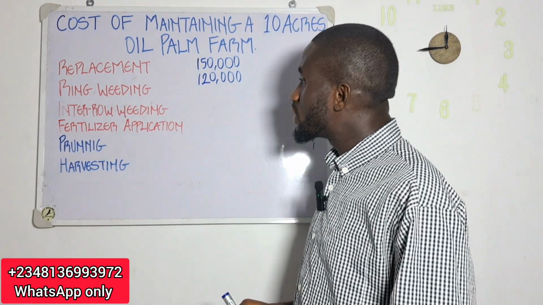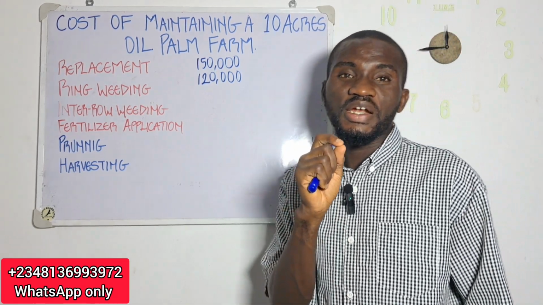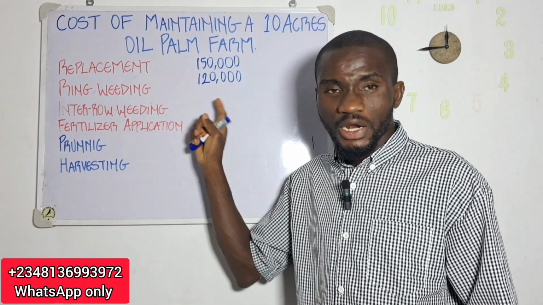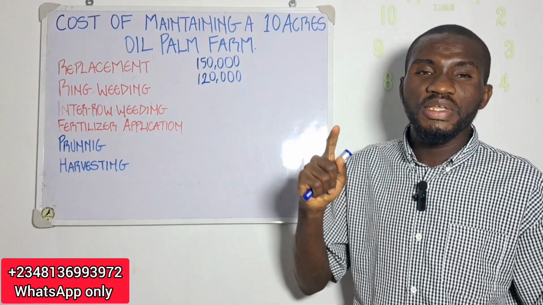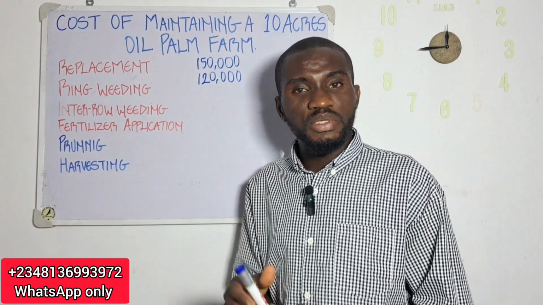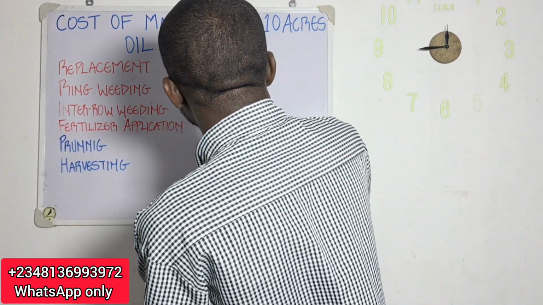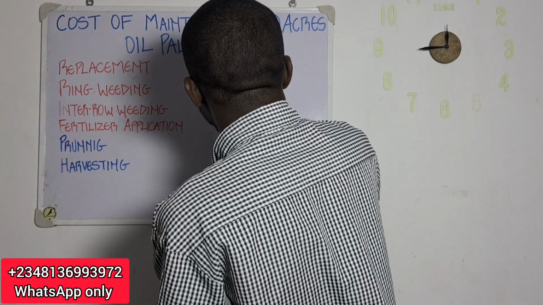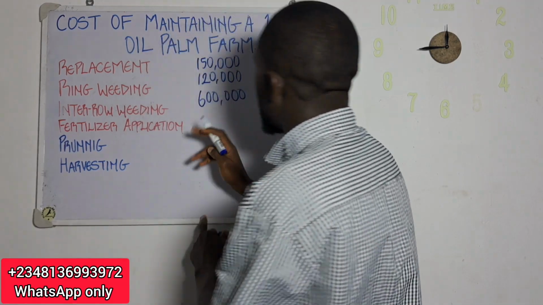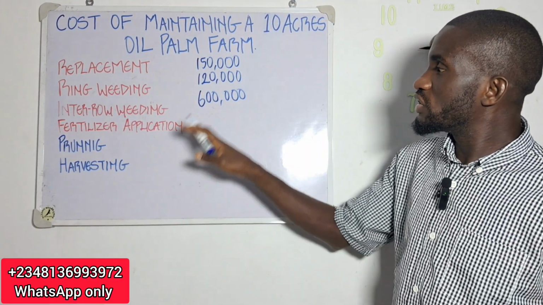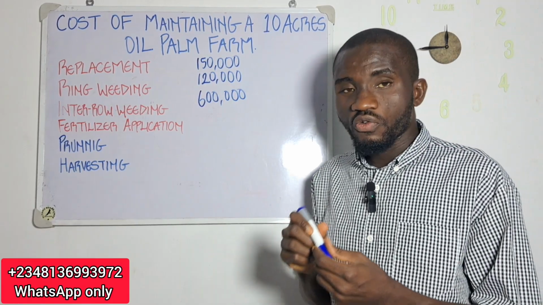So we are working with a budget of 200,000 naira each time you are doing the inter-row weeding, and you'll be doing it 3 times in a year. That means you'll be spending 600,000 naira every year doing the overall weeding of your farm.